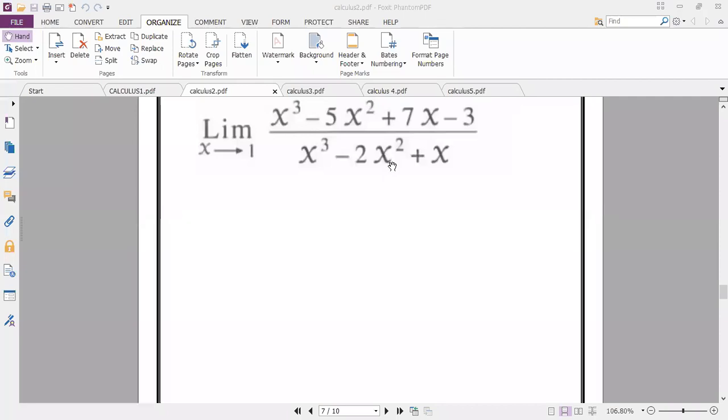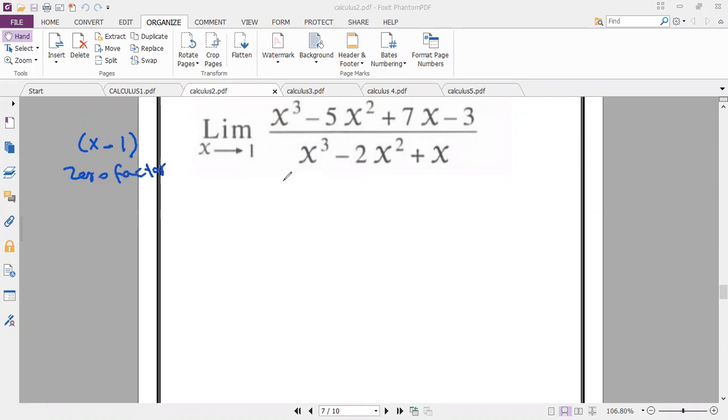As you see here, it seems to be complicated. But if we use the long division, we will make it easy. But how can we use the long division here? What is the zero factor? The zero factor, look at x tends to 1. So the zero factor is x minus 1. This is the zero factor.